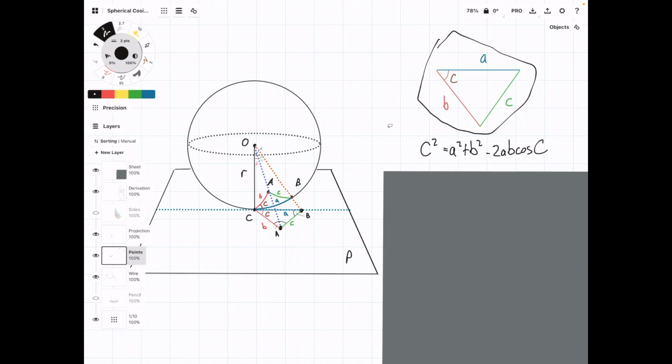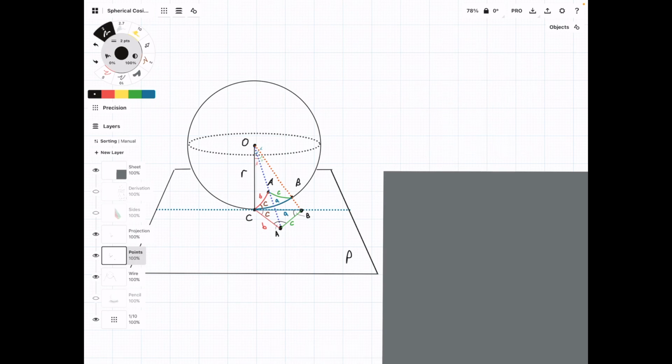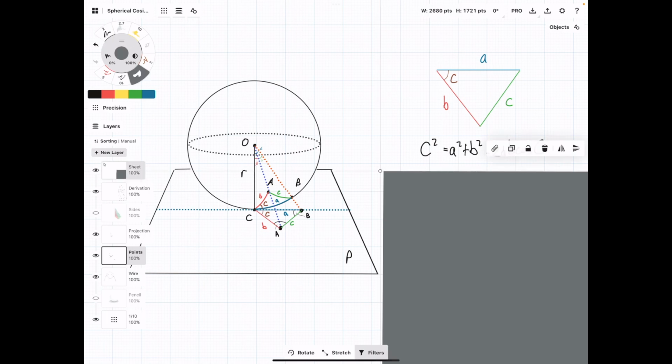It has straight lines for each of the sides, and we have this angle C that's across from side C. Because it's a regular triangle, we can use the regular law of cosines, which is c squared equals a squared plus b squared minus 2ab cosine c. The problem is we don't know what a or b is, so we need to figure that out.